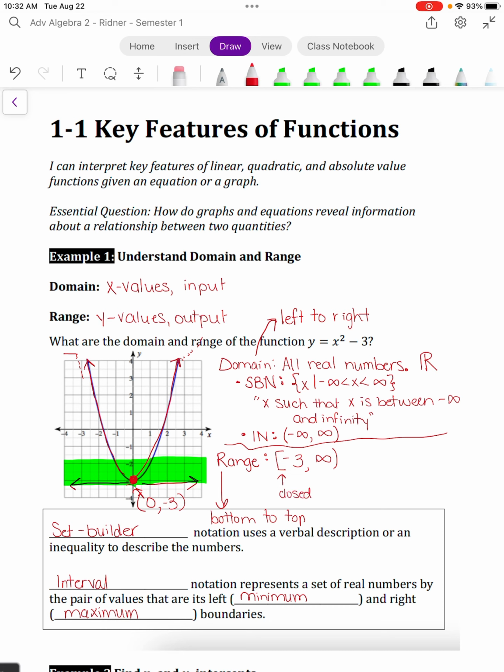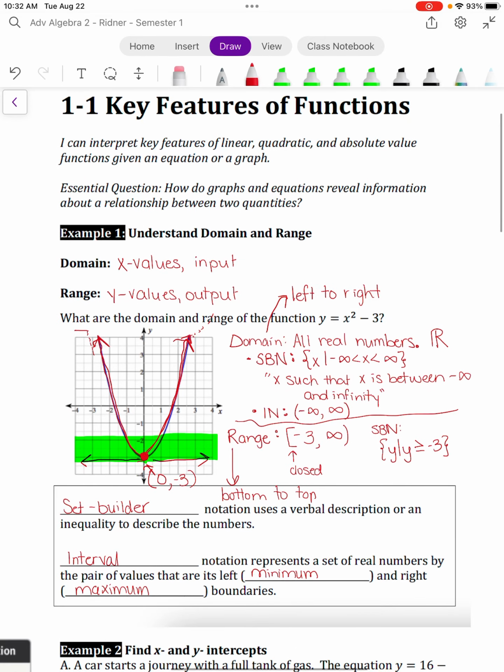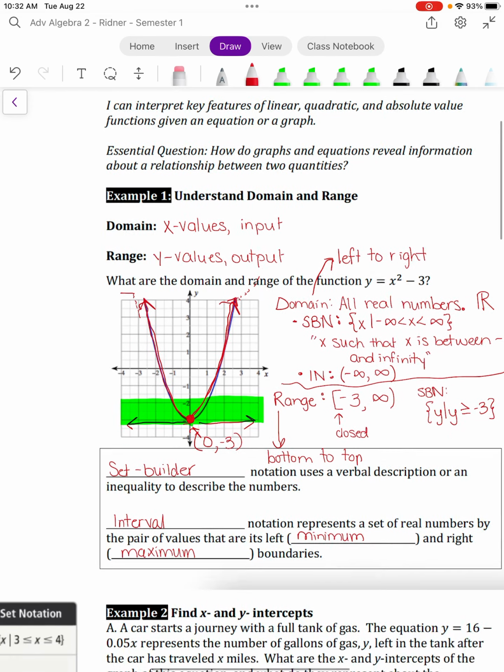Okay. So in set builder notation, we say that it's y such that y is greater than or equal to -3. So again, look at it, it's -3. It's all the numbers bigger than -3, so that's the same thing as saying greater than or equal to. At first this seems crazy, but eventually you do it so many times that it becomes easy. So keep practicing and we'll get it.